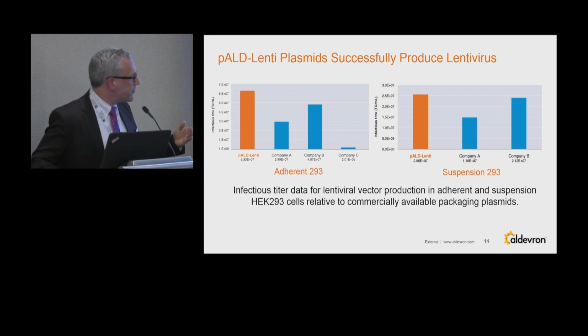So we partnered with Oxford Genetics for these plasmids, and this shows their data, showing the PHD lenti system compared to other company plasmids, both in adherent and suspension 293 cells. So suspension 293 is definitely becoming available and in use quite a bit for viral vector production, showing that we have as good or better performance than other plasmids that are available.